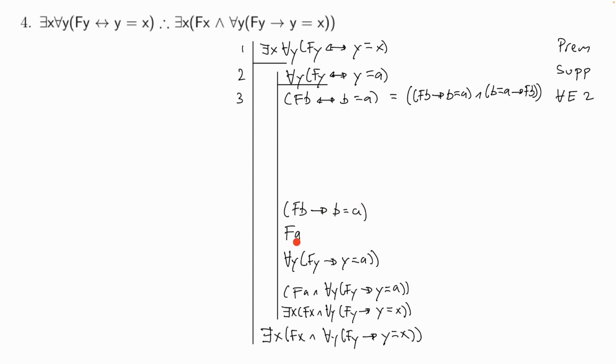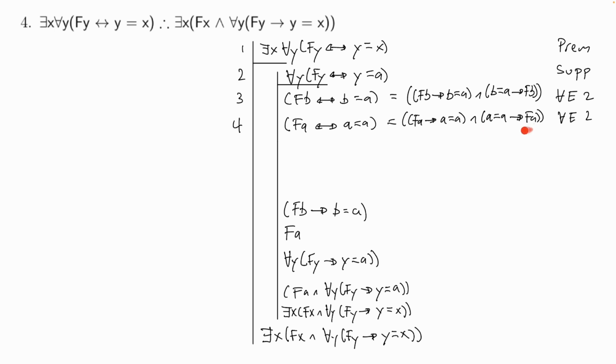What about getting Fa? Well, presumably we're going to want to get the instance of this formula that has Fa here. We're going to want to get Fa if and only if A equals A. Now this formula here, of course, is just shorthand for the conjunction of two conditionals. If Fa, then A equals A, and if A equals A, then Fa.